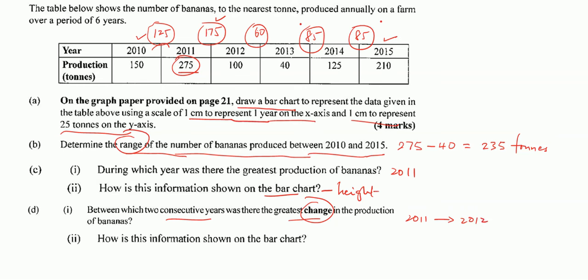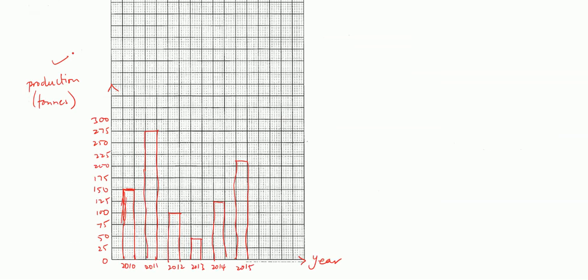And how is this information shown in the bar chart? That information is shown by the difference in height between 2011 and 2012. So that is this distance here we're looking at, from here to here.